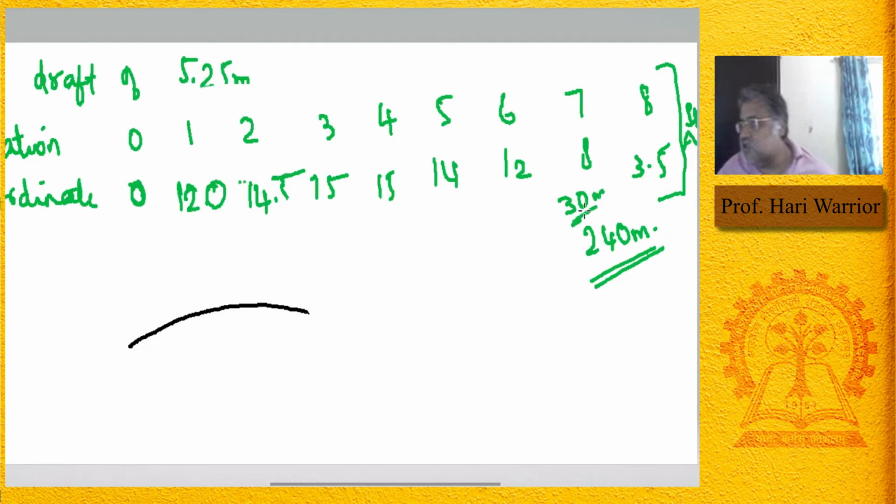That is fine. So what you need to do here is find the transverse second moment of area, which is basically the moment of inertia about which axis?